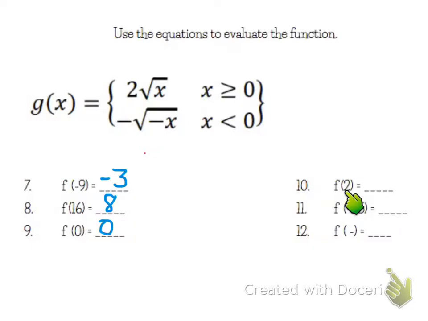Pick which equation you're going to plug that into, the first one or the second one. If you chose the first one, you were right, because 2 is bigger than or equal to 0. So when I plug a 2 in here, the square root of 2 is not a perfect square, so I have to leave it as the square root: 2 times the square root of 2.